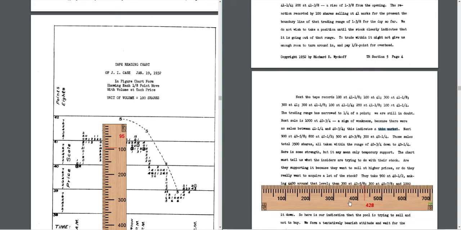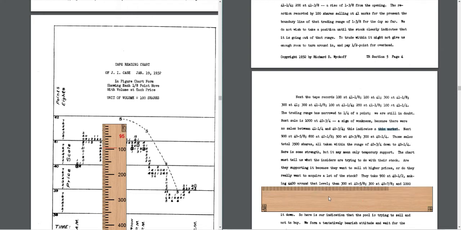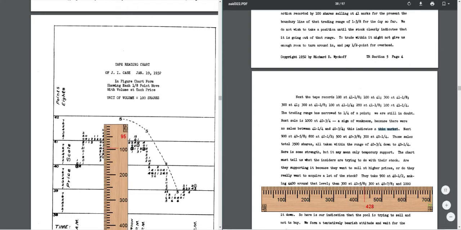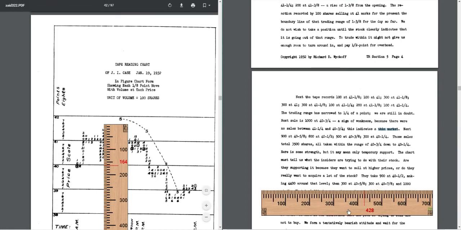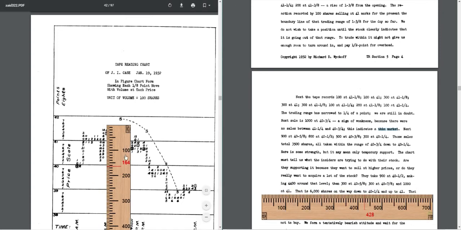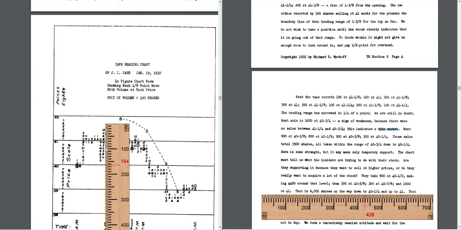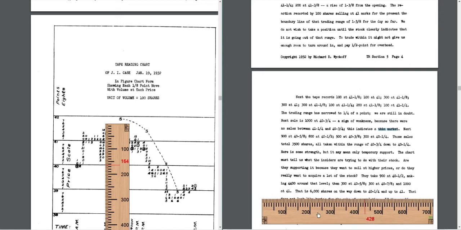Okay, they take 940.5, making around 44, around this level right here. 340.5/8, 300 and then 1,041. Right. That is 6,000 shares on the way down to 40 1/4 and up to 41. So it's like down and then up.